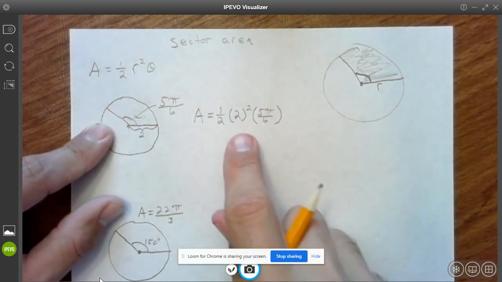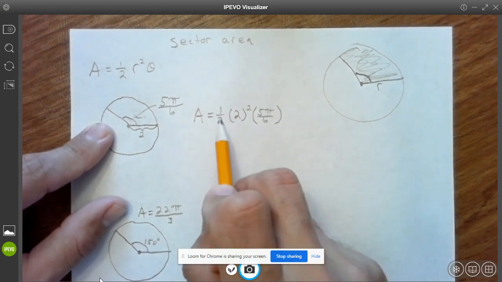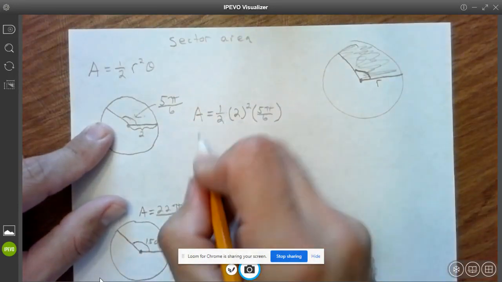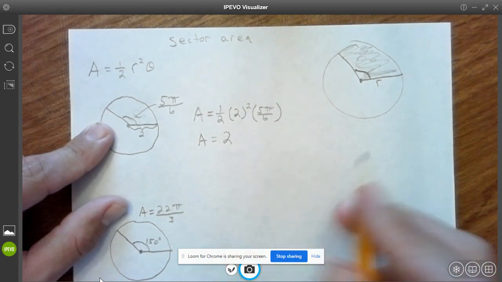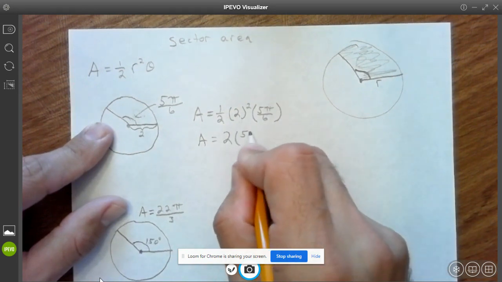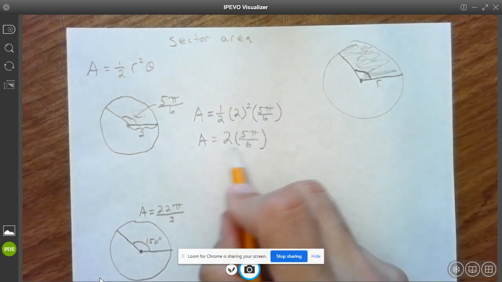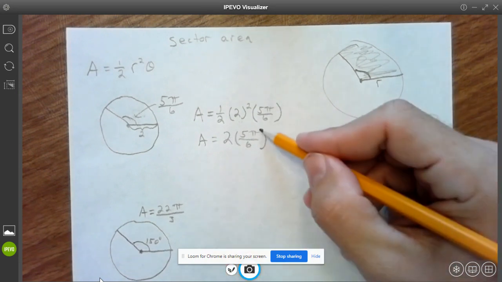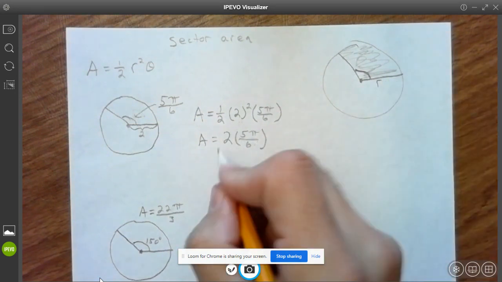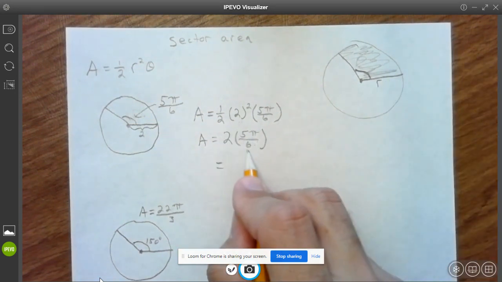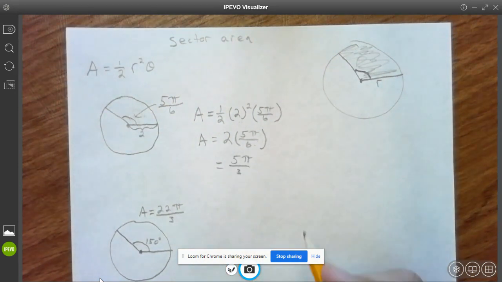Let's see here. 2 squared is 4, and then we have half of 4, so that's going to be 2. And then we're multiplying that by 5 pi over 6. You could say 10 pi over 6, or I'm just going to simplify the 2 and the 6. The 2 would go away, and the 6 would become a 3. So you have 5 pi over 3.